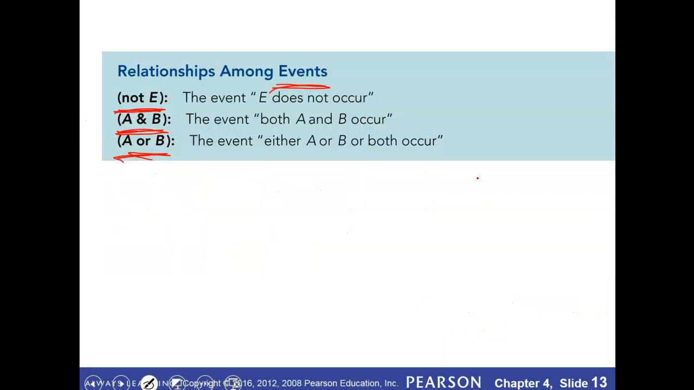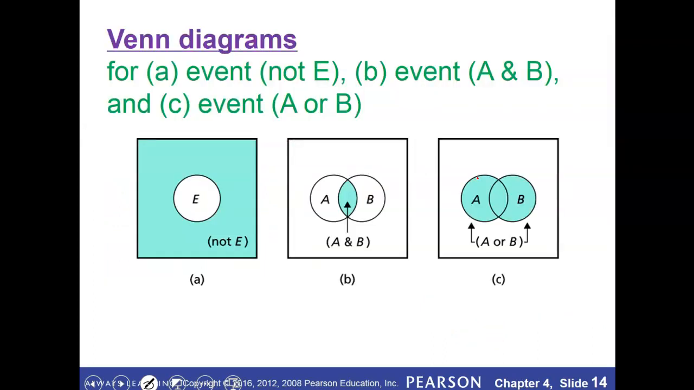All right, so let's take a look then at how this would look with the Venn diagram. So we have an event E, and so if I have an event E, that's what's in the circle.